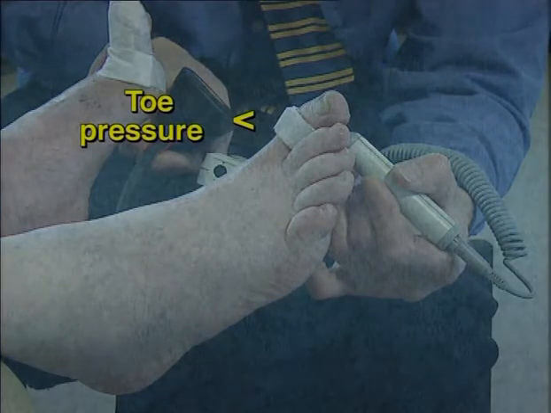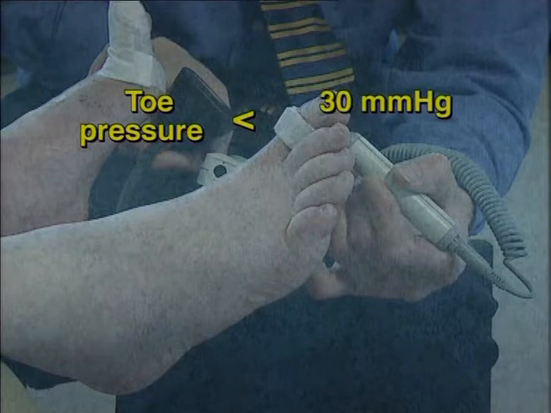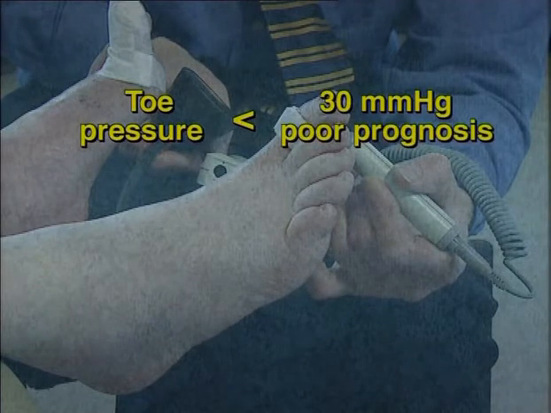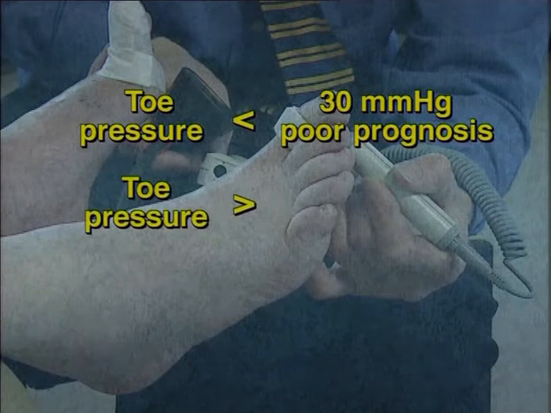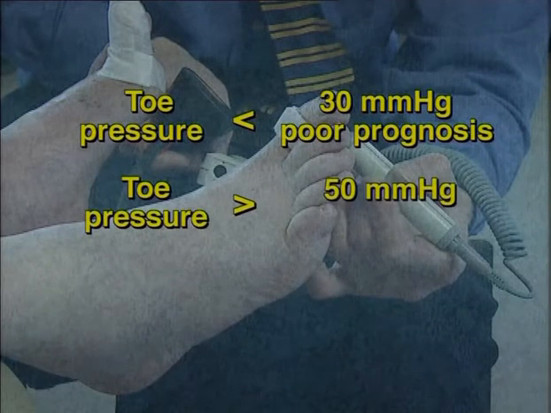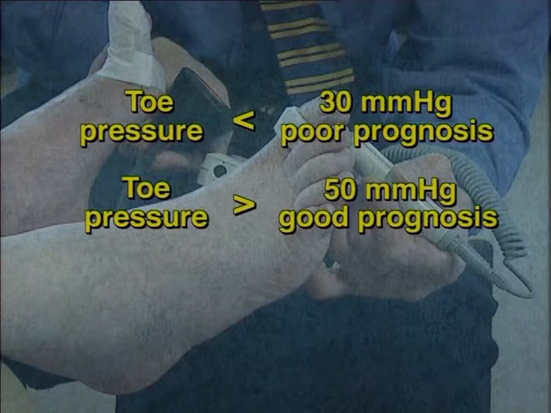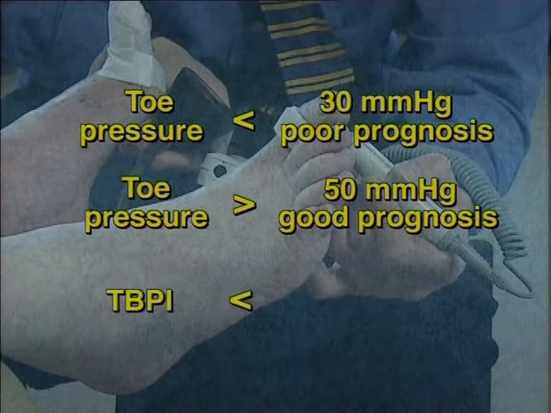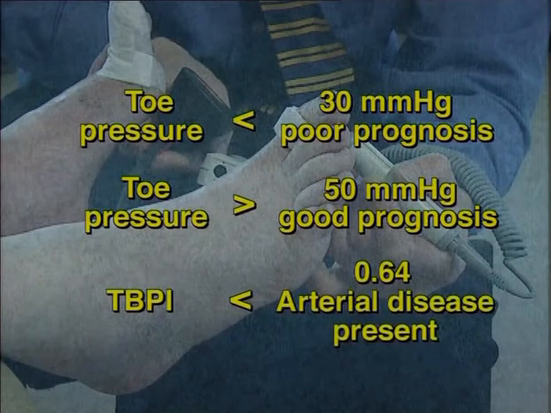If the toe pressure is less than 30 millimeters of mercury, the prognosis for healing is poor. If the pressure is greater than 50 millimeters of mercury, then ulcers have a good chance of healing. If the toe brachial pressure index is less than 0.64, then arterial disease is present.